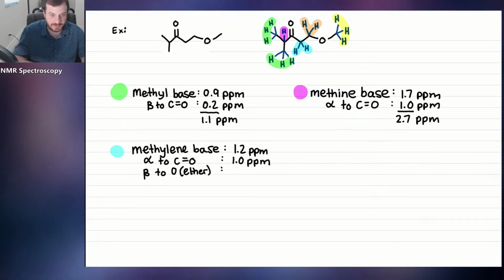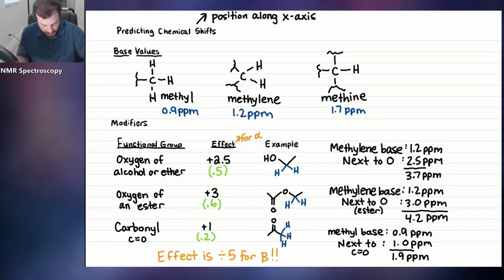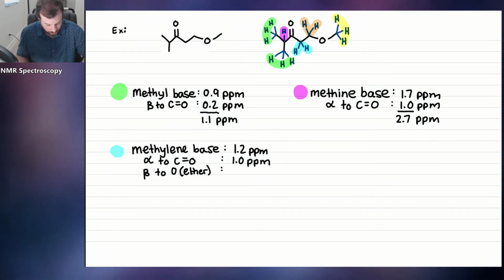And if you look back at this page, the beta value for being next to an oxygen of an alcohol or ether is 0.5. So add all those up together and you get 2.7 ppm. Looks like that signal may be overlapping with the pink one. Possible. Okay, Team Orange is next.